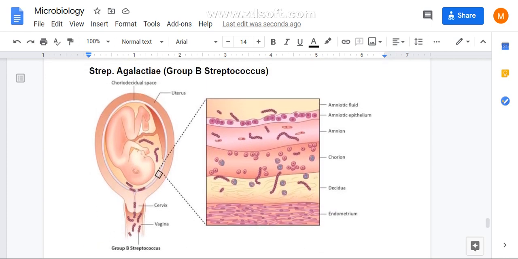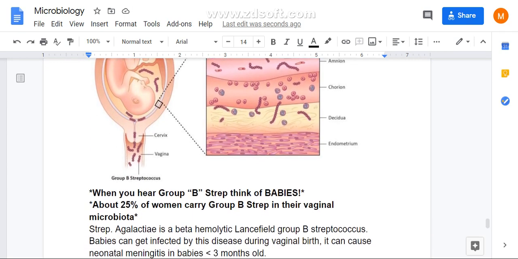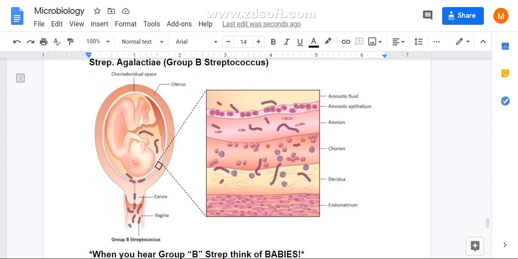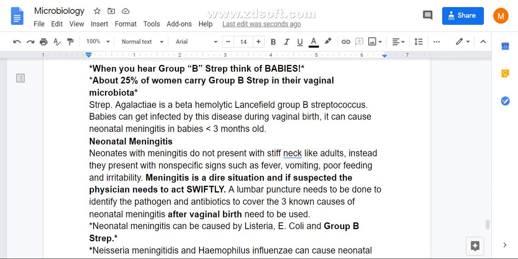So Strep agalactiae, also known as Group B strep. I have this picture here, and I'll explain it after. Let me just go through this first. When you hear Group B strep, you must think of babies, because this strep affects newborns the most. It is found in the vaginal canal in about a quarter of women, so the newborn baby can contract this infection from vaginal birth.